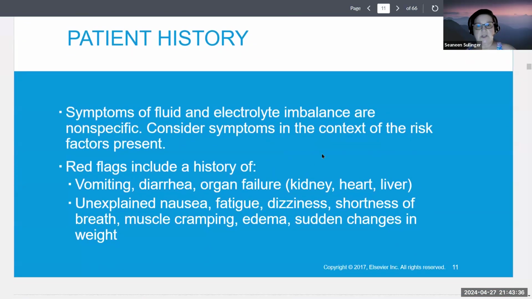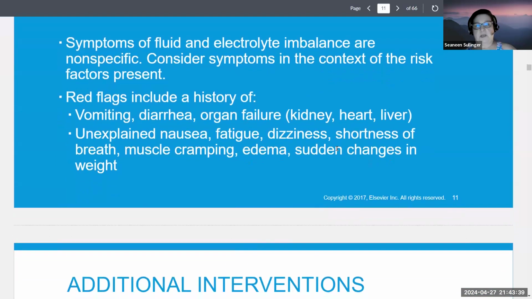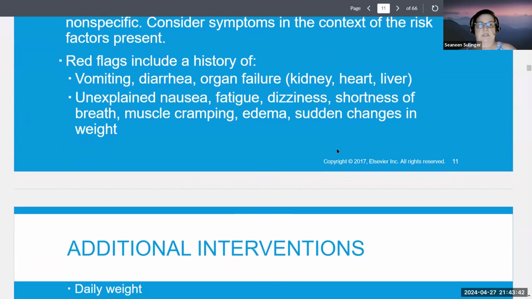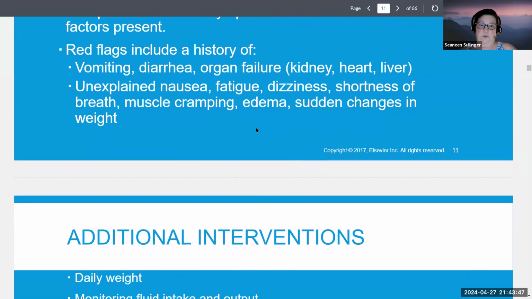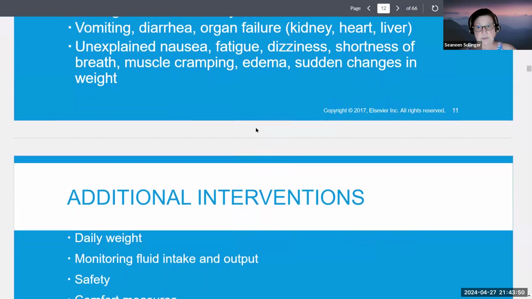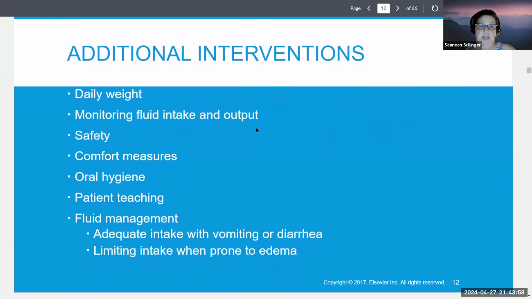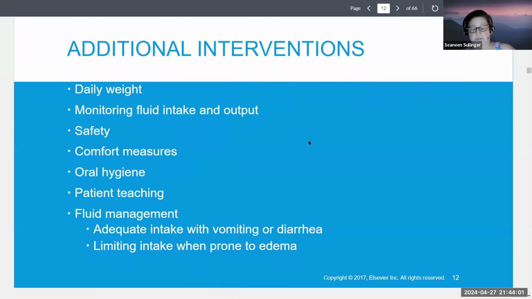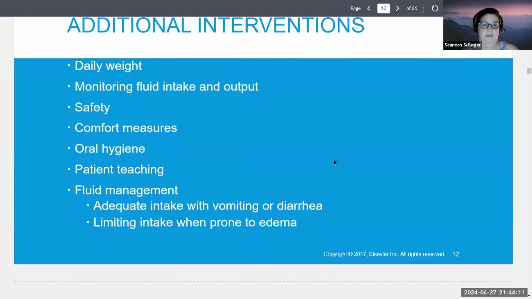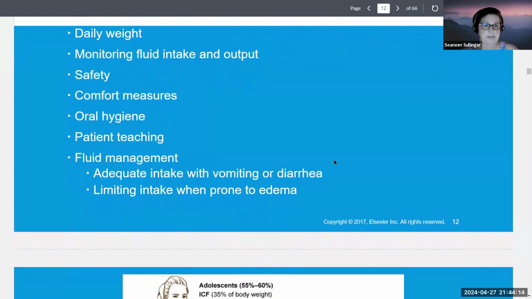Always look at your patient history in terms of vomiting, diarrhea, nausea, fatigue, any sudden changes in weight, either gaining weight or losing weight, shortness of breath, muscle cramping. Edema is going to be a big thing that we'll see with glomerulonephritis and nephrotic syndrome. So other interventions, again, daily weight, right? Best measurement of fluid status is daily weights. Monitoring the intake and output, of course, safety, comfort measures, oral hygiene, making sure that there's adequate fluid management.